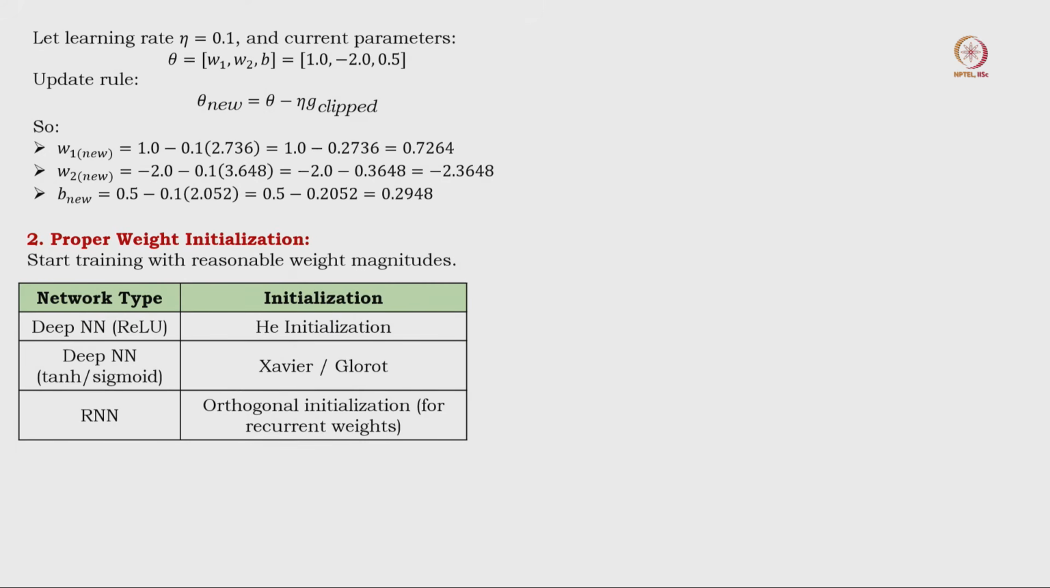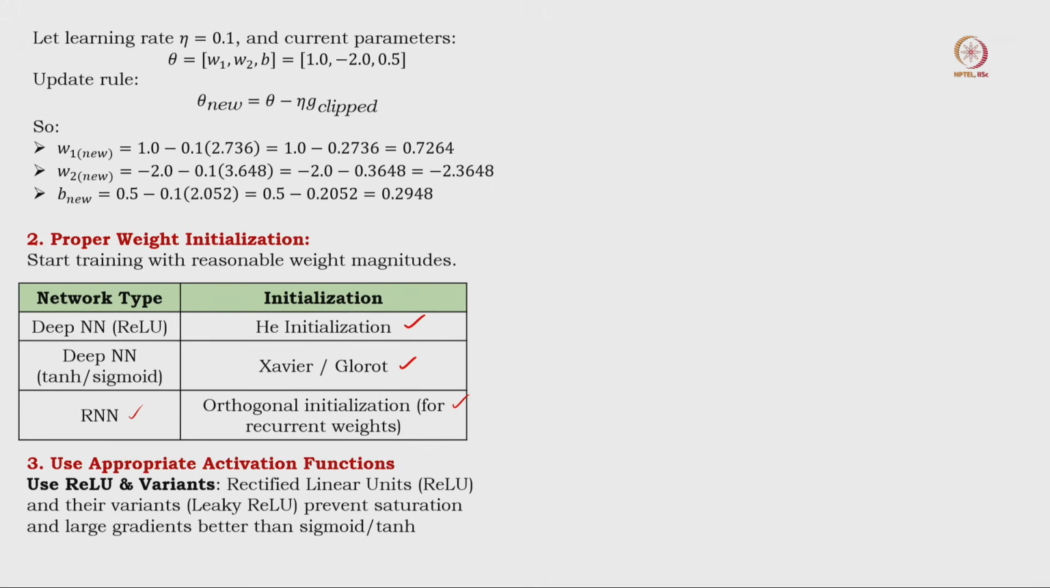Suppose you are building a deep neural network where a ReLU activation function is used at a hidden layer, then weight initialization should use the He method. If you are building a neural network where tanh or sigmoid activation function is used at a hidden layer, then use the Xavier method for initializing the weights. Or if you are using RNN methods, then go for an orthogonal initialization of weights. So, use a proper weight initialization method.